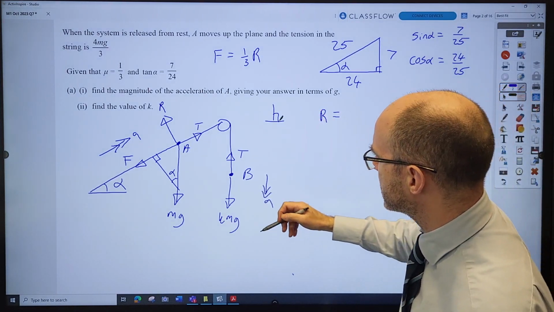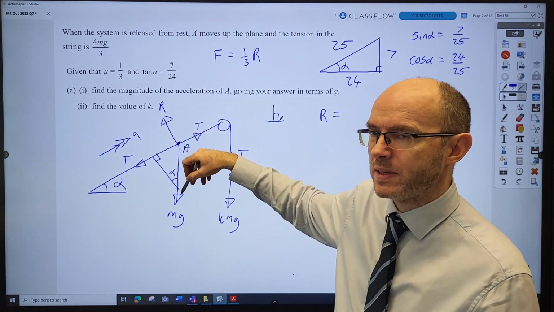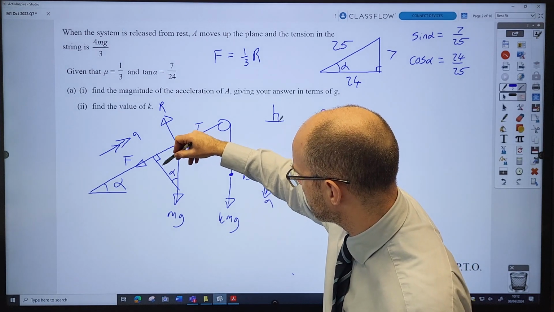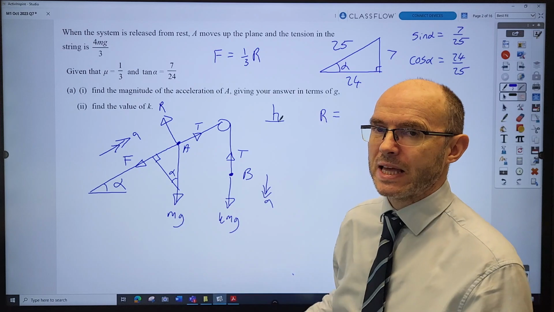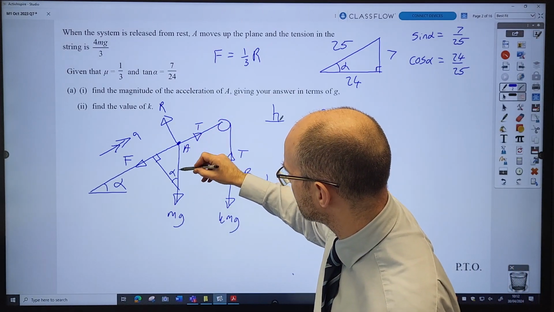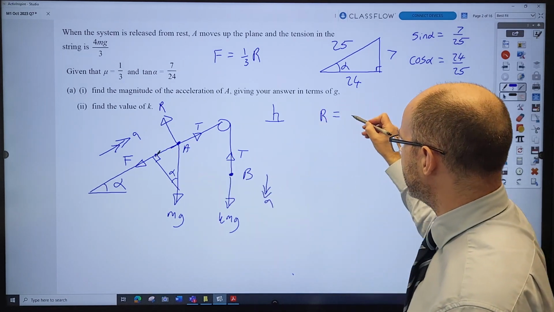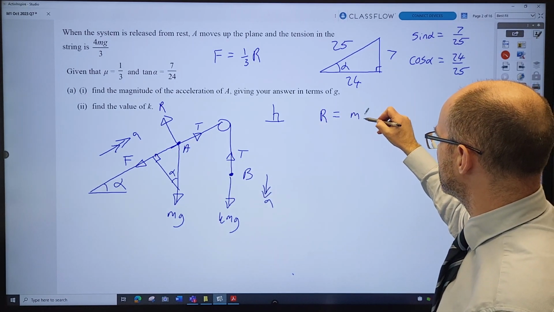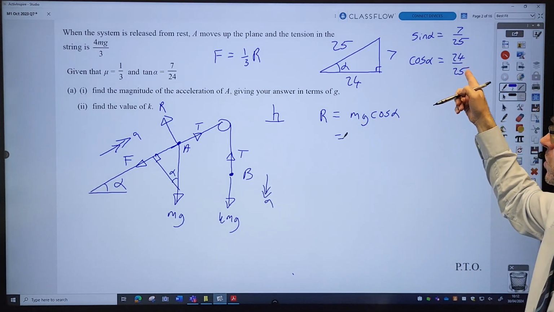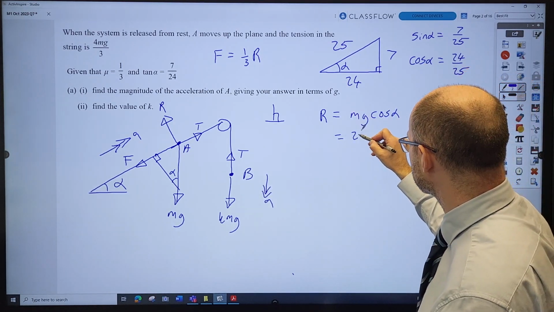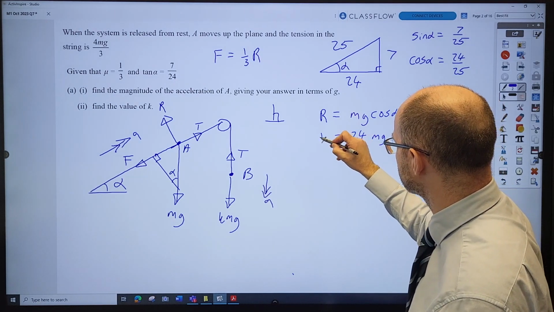R is going to be equal to that bit there, and the perpendicular bits, so that is cosine alpha. Okay, and because it's opposite, in other words, this weight triangle is that way and then that way, R is going to be equal to mg cosine alpha. And I'm just going to put in there 24 over 25 for cosine alpha. 24 over 25 mg. So that's what R is.